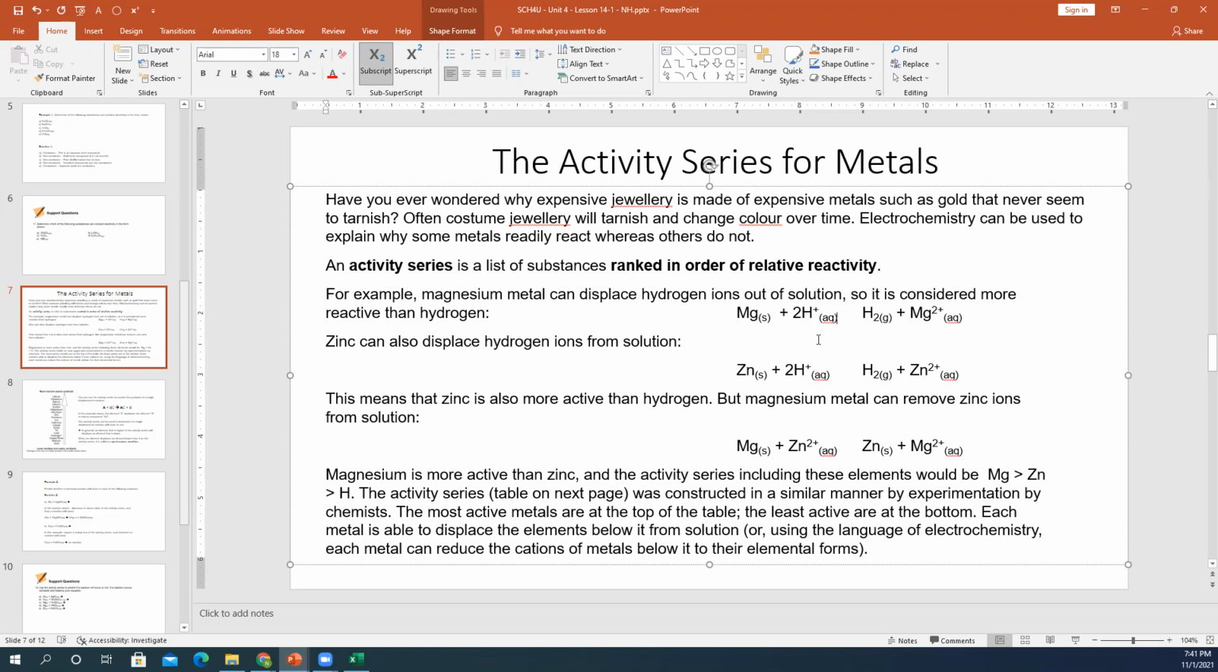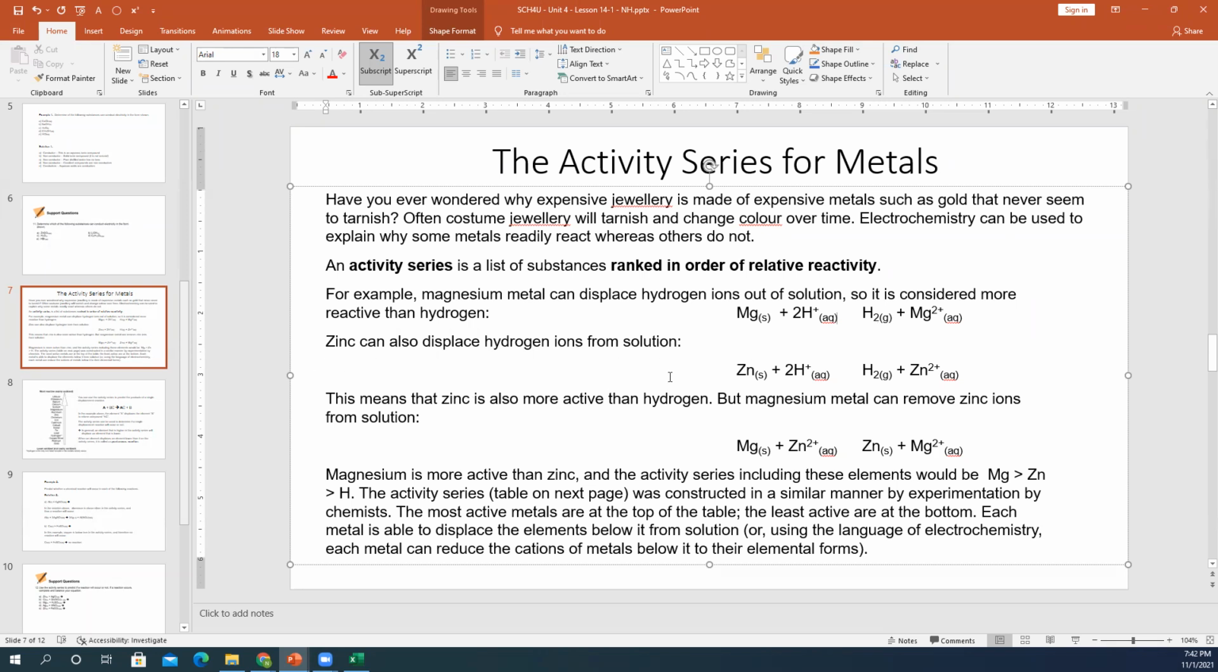So it can push them from being aqueous protons to bubbling out of solution in the form of hydrogen gas. So magnesium is considered to be more reactive than hydrogen because it can displace these hydrogen atoms out of solution. Displace means to move them, to change their place, to going out of solution.